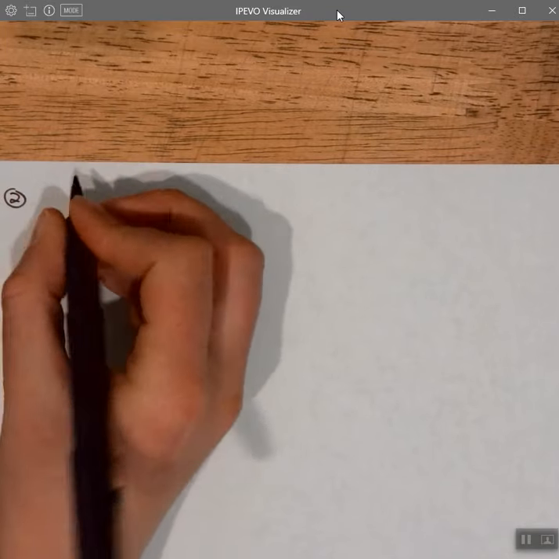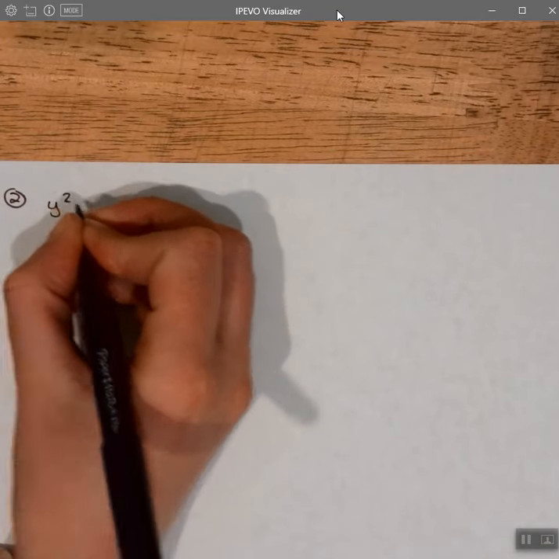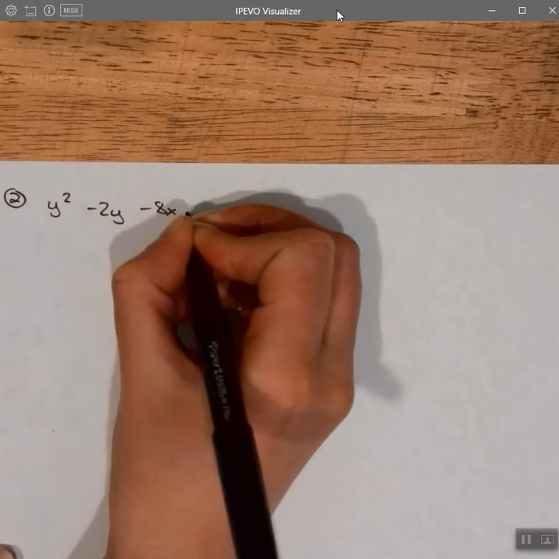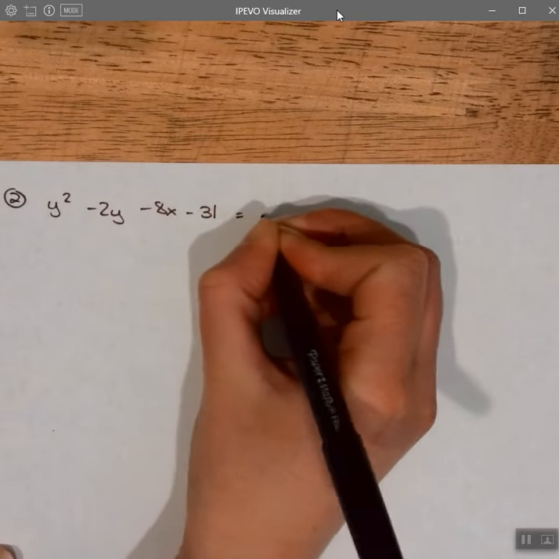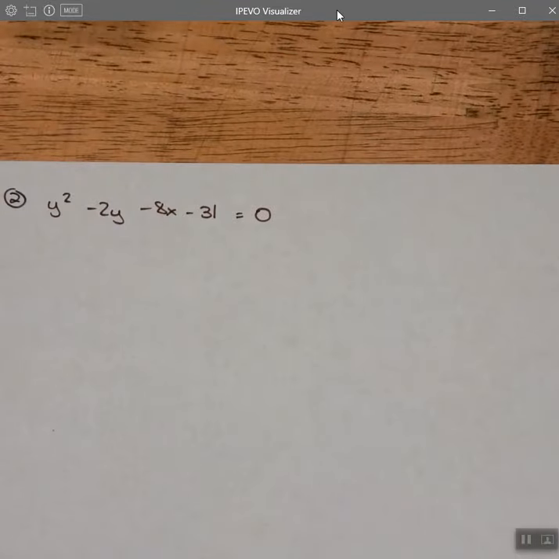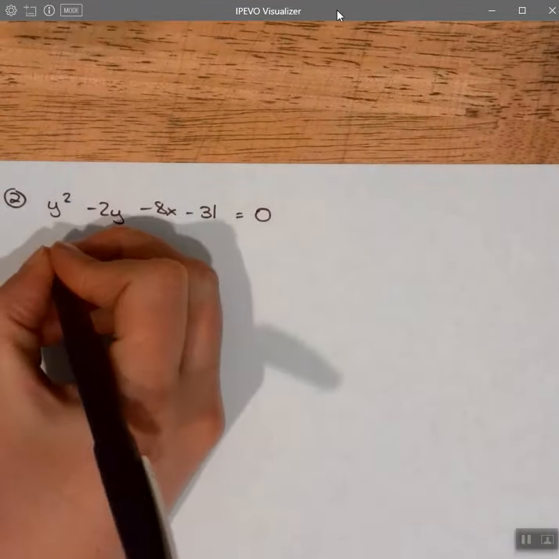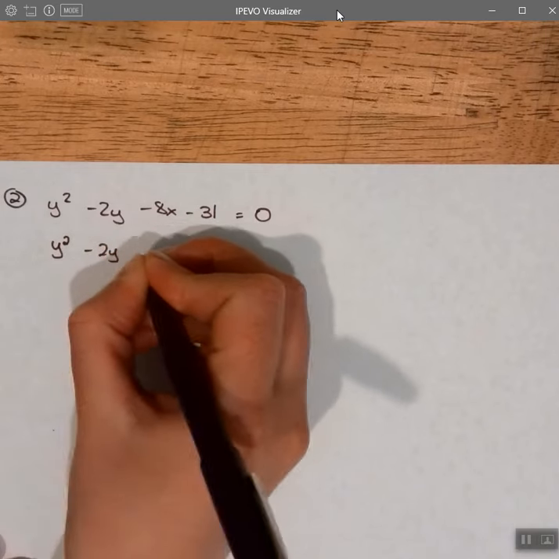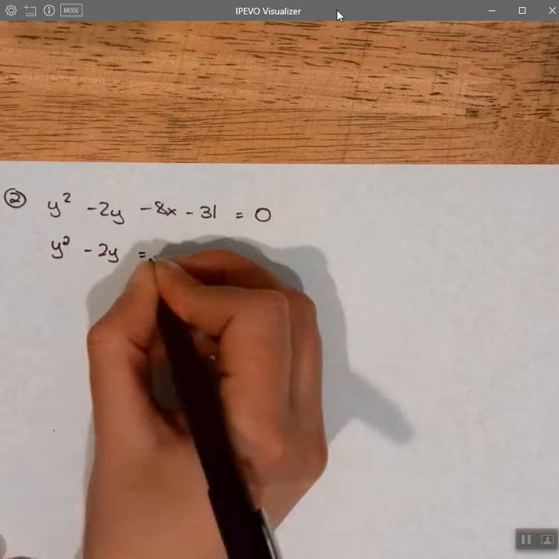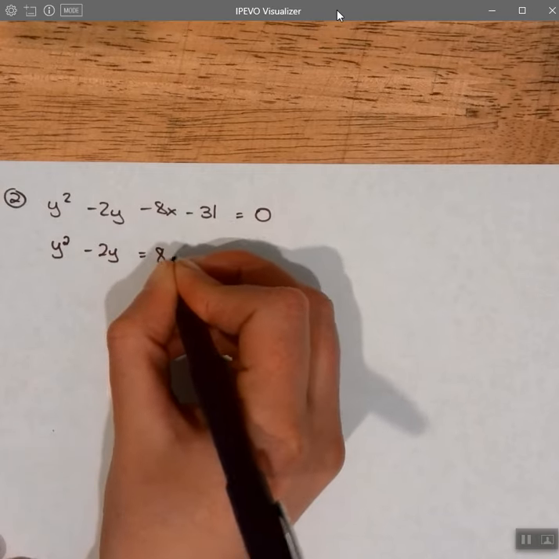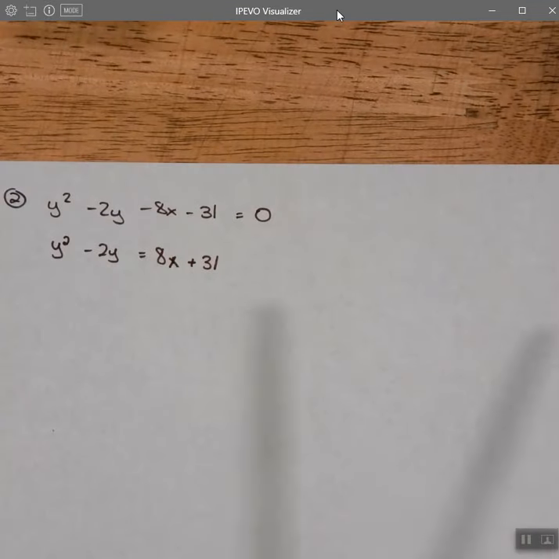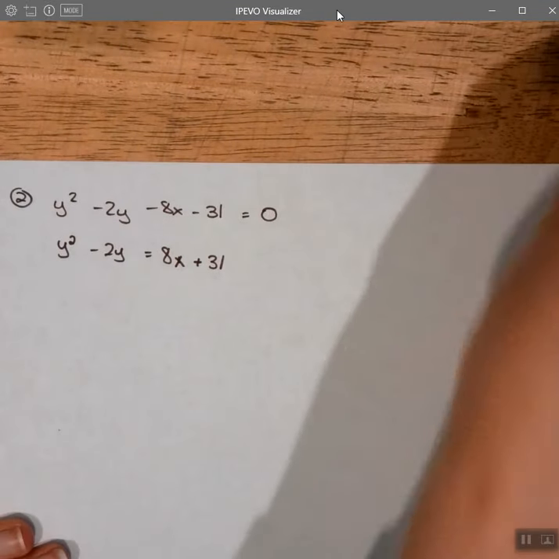And let's go with the equation y squared minus 2y minus 8x minus 31 equals 0. And it's the y that is squared this time. So I want to get the two y values on the same side, everything else moved to the other side. So y squared minus 2y equals, add those over, 8x plus 31. All right, and now we're going to complete the square with the y's.